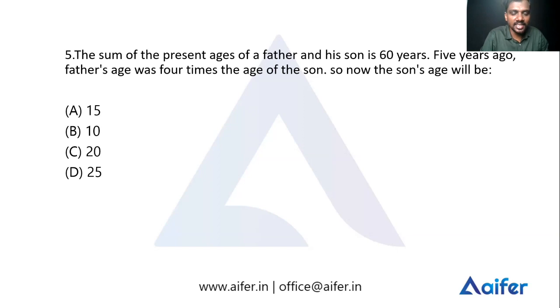You have to follow the same pattern we have already discussed. The sum of the present ages of father and his son is 60 years. 5 years ago, father's age was 4 times the age of the son. So now the son's age will be? Try to give answers in the comment section.